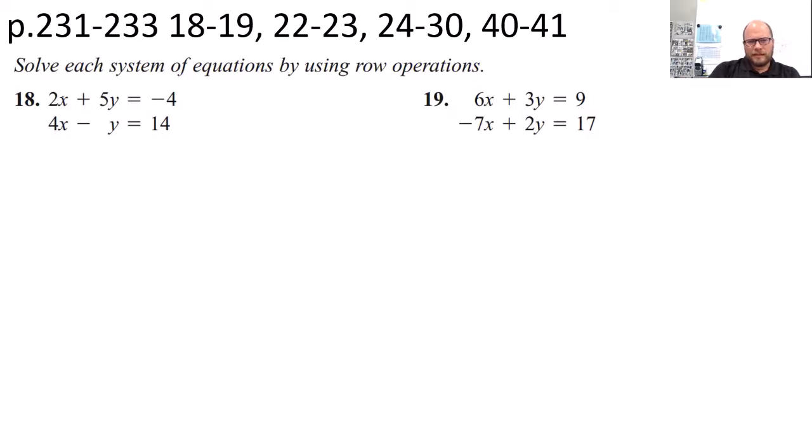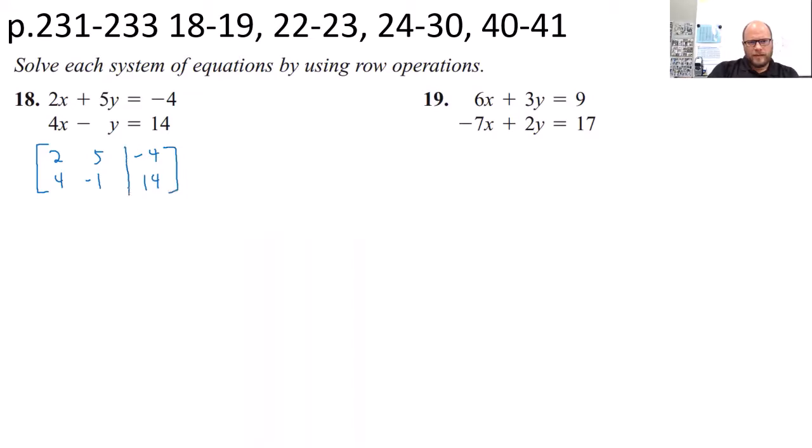So we need to get our system of equations into a modified matrix. So we're going to rewrite this as a matrix. And we're going to take the coefficients from each one of those values plus the constant that was set equal to, and those are going to be the numbers for our modified matrix. So we have 2, we have 5, and we have -4. Then we have 4, we have -1, and we have 14.